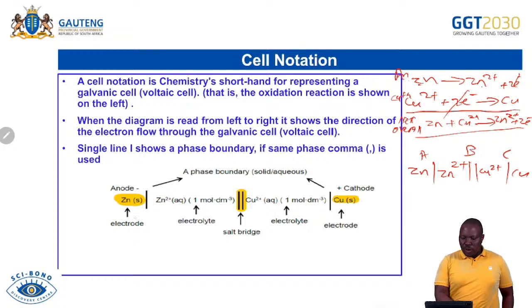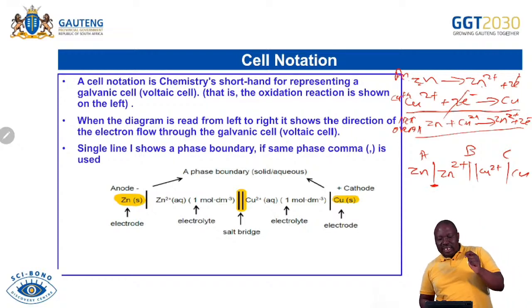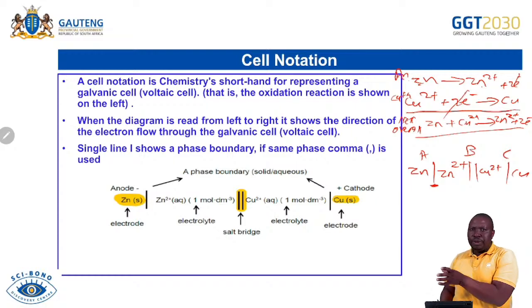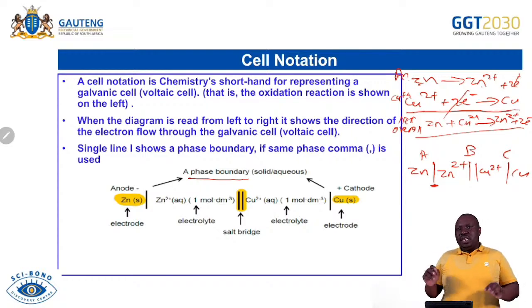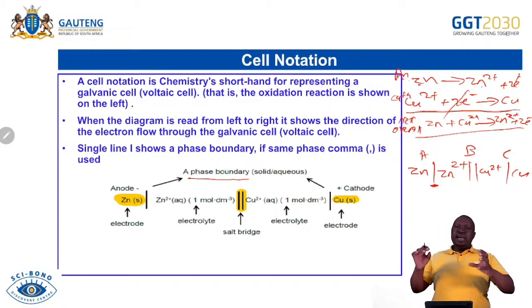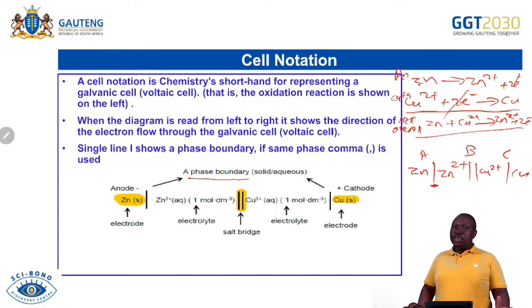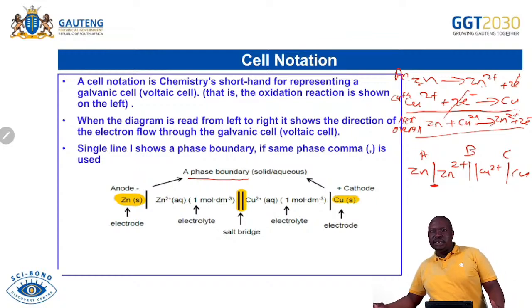To say you are having the zinc now. This line here that I've drawn, that separates the zinc and the zinc 2 plus, shows that zinc is solid and zinc 2 plus is aqueous. So it shows that these are different phases. We refer to that line as a phase boundary. You only write it if 2 substances have different phases, a solid and an aqueous in this case.